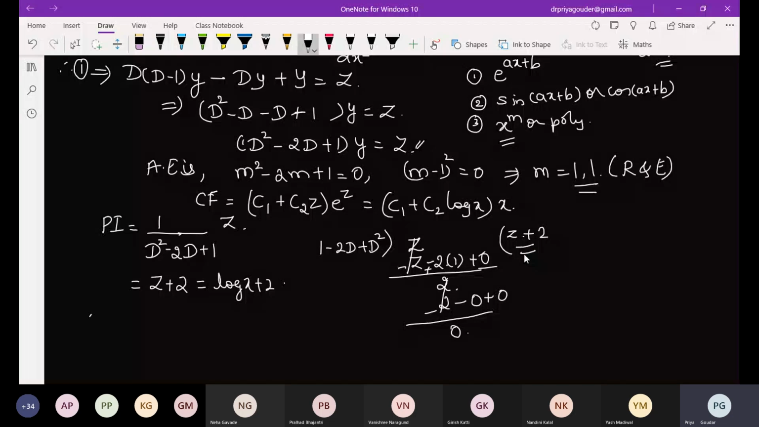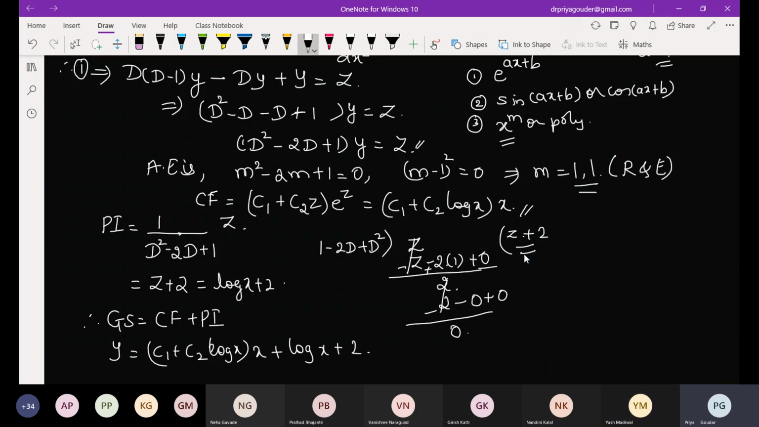Now write the last step. What do I have to substitute for GS? We take it as Y only; it will not change. What is CF? Better you write CF in terms of X. Don't write in terms of Z, that will be an extra step. CF is C1 plus C2 into log X, into X. PI is log X plus 2, into X.